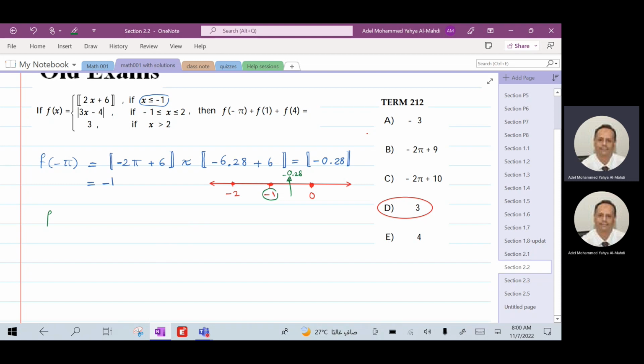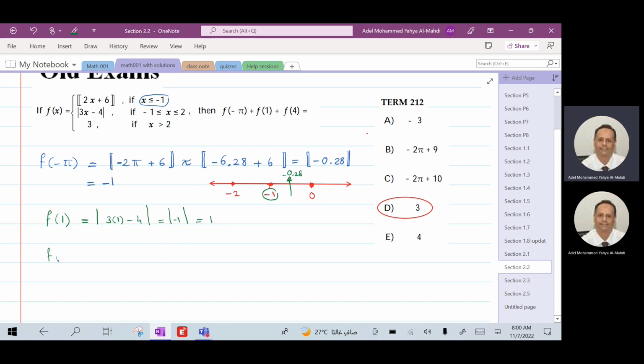Now we need f at 1. Of course, the others are easy, so this is the most important one, and the question is based on this point. Do you know how to find the value of the greatest integer or not? F at 1 is the absolute value of 3 times 1 minus 4. It is the absolute value of 3 minus 4, which is minus 1. And we know that the absolute value of minus 1 is 1.